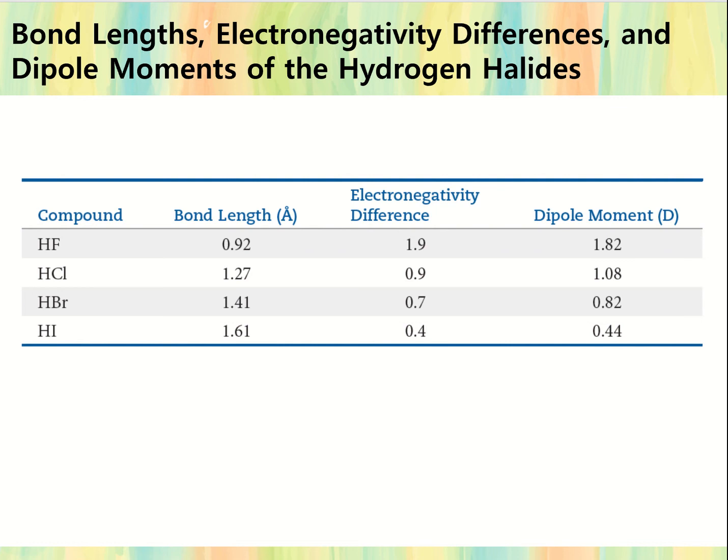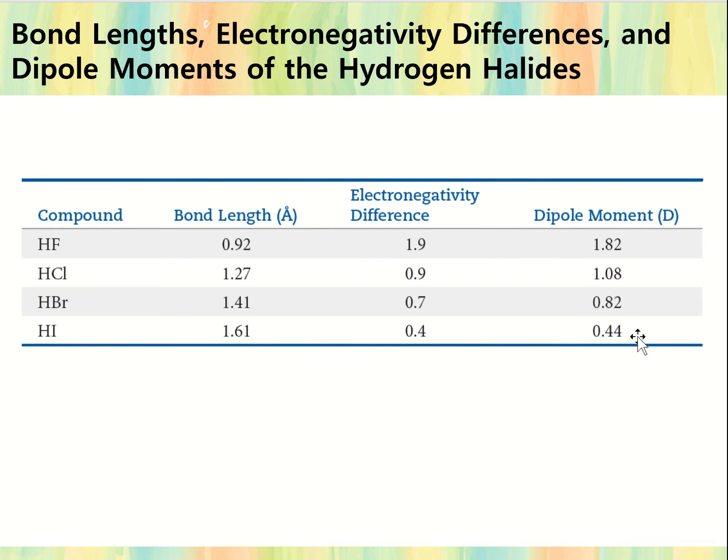So just to give an idea of certain values related to bonding: electronegativity differences and dipole moments of hydrogen halides. So we have our hydrogen halides here. We have our bond lengths. We can see here that the largest bond length is related to the iodide. And in terms of the difference in electronegativity, clearly the difference is greatest here with the fluoride.